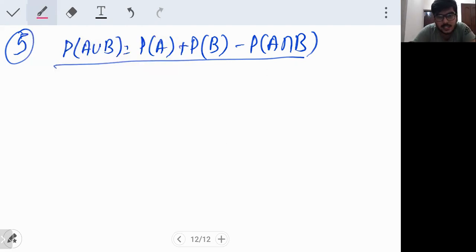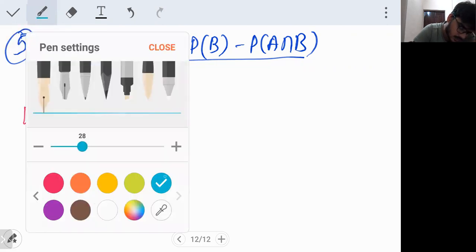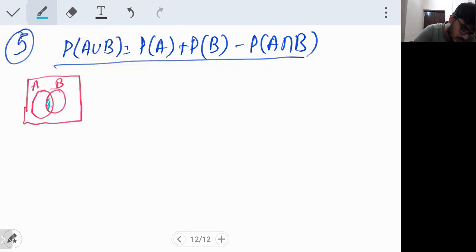For this purpose, we take a Venn diagram, right? We make A and B. No issues with this. This is A, this is B. And we are clear with this term: what is this called? This portion is called A intersection B, right? We are very clear with that. What is this called over here? This will be called A dash intersection B.